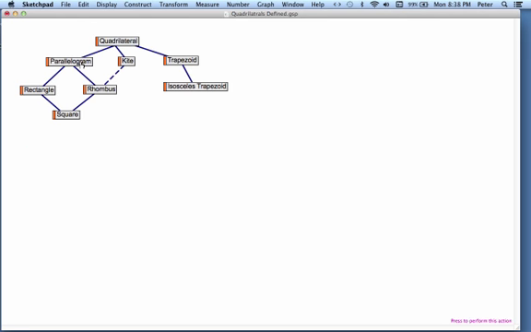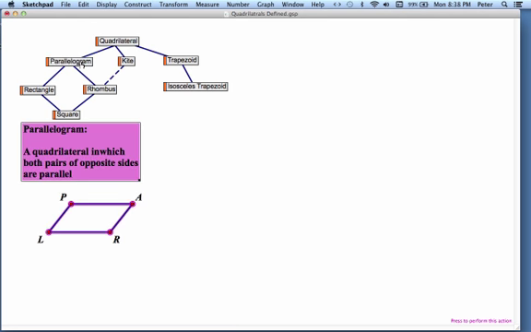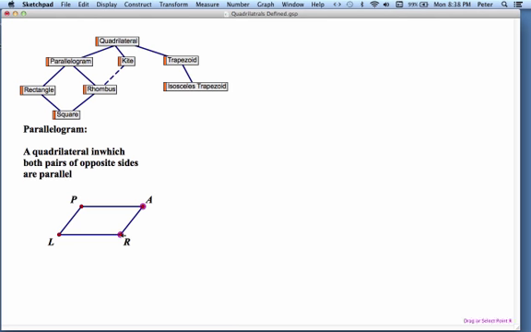Underneath quadrilateral, there's a general class called parallelograms. A parallelogram is a quadrilateral in which both pairs of opposite sides are parallel. So no matter what I do to this figure, the sides are always going to remain parallel. So get that definition down. Parallelogram is a quadrilateral in which both pairs of opposite sides are parallel.